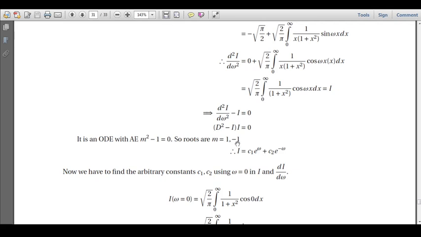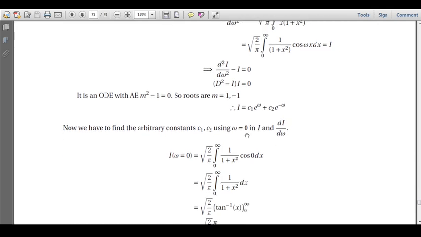So using the solution method of ODE, I can write I is equal to C1 e raised to m1 x. Here, instead of x I have omega: C1 e raised to m1 omega plus C2 e raised to m2 omega. Here m1 is 1, so C1 e raised to 1 omega plus C2 e raised to m2 is minus 1, so minus 1 omega or minus omega. So this is our I, the Fourier cosine transform, but we have to find C1 and C2 because they are arbitrary constants. For that I am going to use the initial condition omega is equal to 0 in I and dI by d omega.